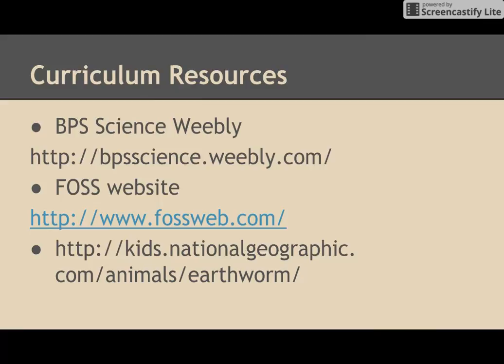Here's a list of curriculum resources that you might find helpful while doing the Animals 2 by 2 kit. The BPS Science Weebly will help you navigate the pacing of units and expected learning outcomes. There's also a good deal of information around using science notebooks and guides for observation. The FOSS website also holds a number of good resources for students and teachers, and it also has some fun interactive games for students to play. Finally, National Geographic Kids has some really great information on most of the animals that we discuss in Animals 2 by 2.